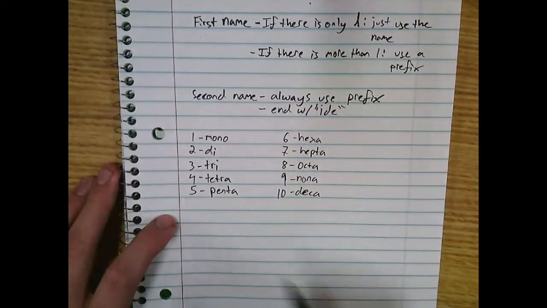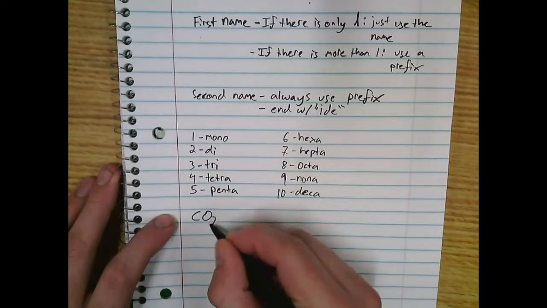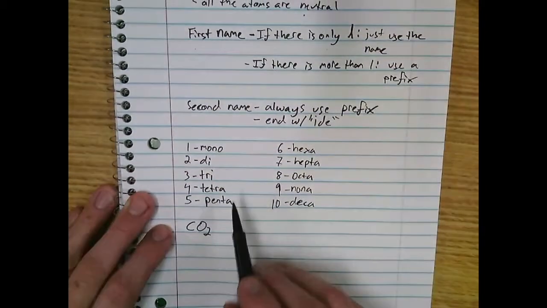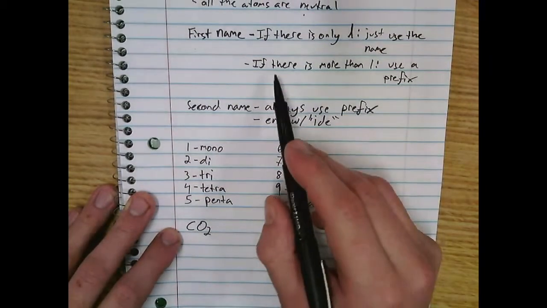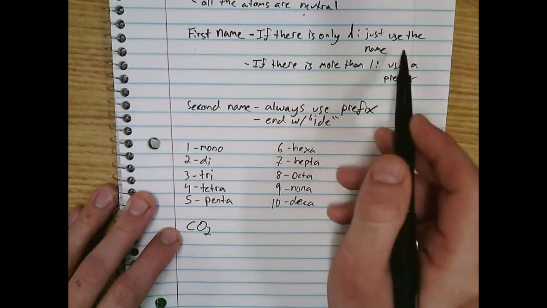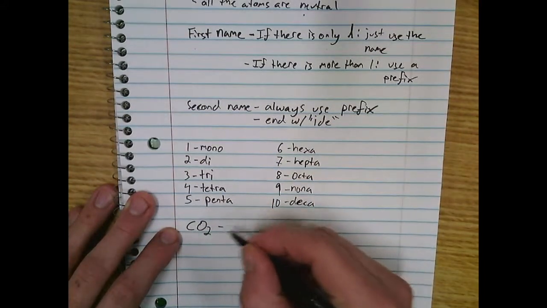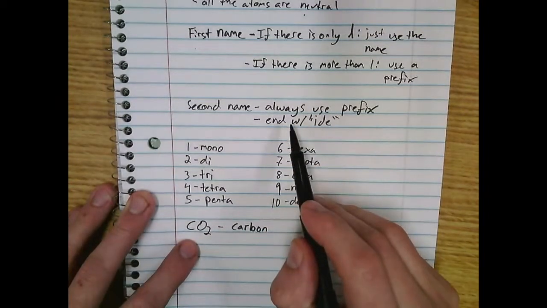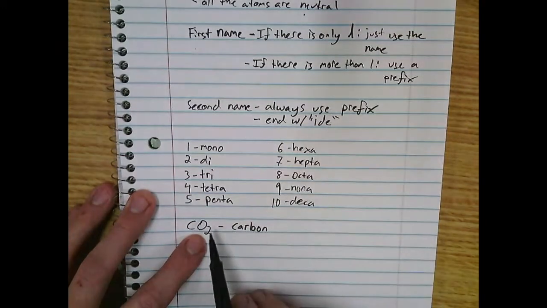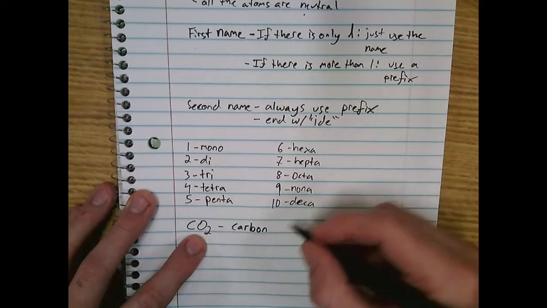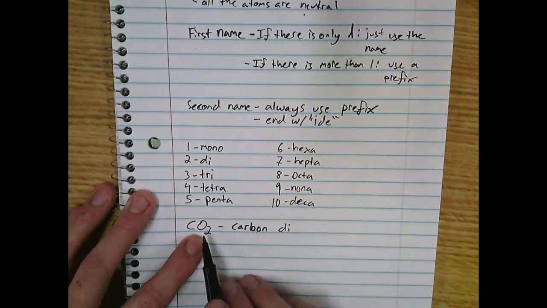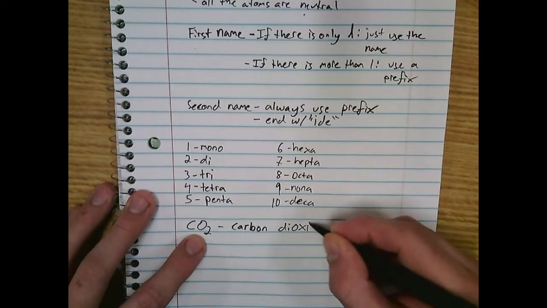So here's an example. If I give you something like CO2, you probably already know what this is called, but let's follow our naming rules and see if it makes sense. First of all, I just have one carbon. So I go up here, I say, okay, if there's only one, just use the name. I'll say carbon. And then it says, for the second name, always use a prefix. So how many oxygens do I have? I have 2. So I'll say di. And then it says, end with "ide." It's oxygen, so I'll say oxide.